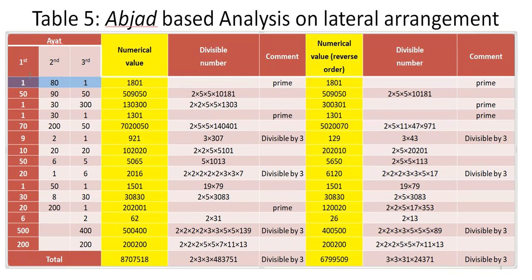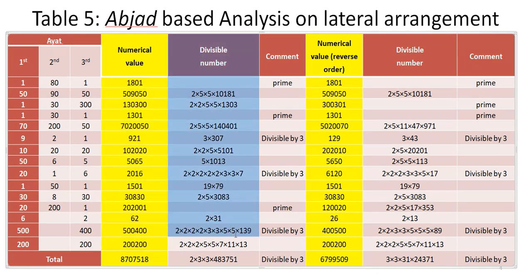That means for ayat 1, 2, 3, the first values are 1, 80, and 1. So this number is 1, 80, and 1. And for example, 10, 20, and 20. Likewise, all the numerical values are put on. For example, here 200 and 200. And the total, the summation, is put here.